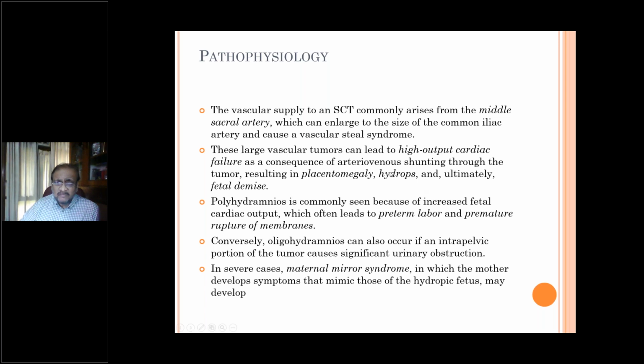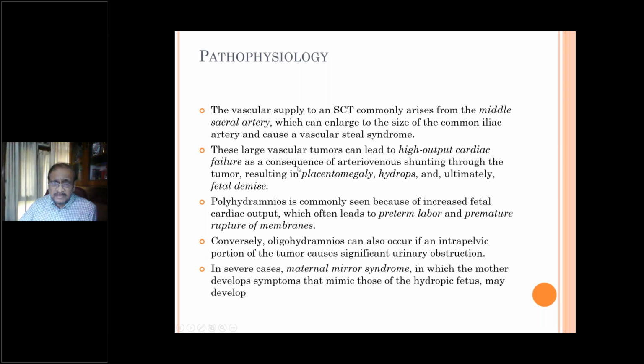And the pathophysiology is very simple. Here, basically, the vascular supply is coming from the middle sacral artery. We know the middle sacral artery is quite an important artery. So it is getting from the middle sacral artery, and that gets more and more of blood, and so it leads to what? The vascular steal syndrome, right?